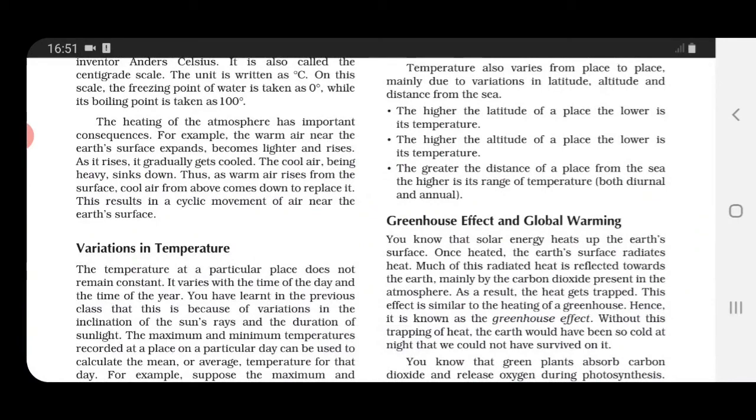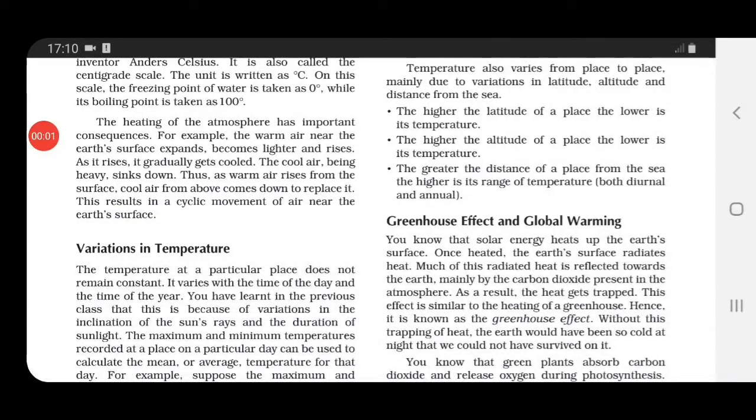And here coming to the right side, see. Temperature also varies from place to place, mainly due to variations in latitude, altitude and distance from the sea. Temperature जो है वो vary करता है, differ करता है हर एक जगह पे. From one place to another it is different, okay? Why? Mainly the reasons of variation in temperature is because of latitude, then altitude, that is height, and then the other reason for this is distance from the sea. Sea से उस place का distance कितना है वो भी बहुत matter करता है. Understood?